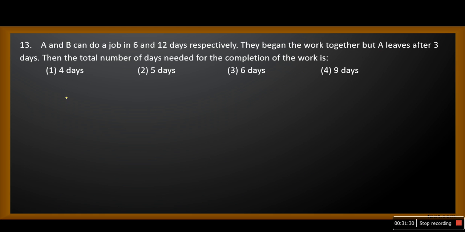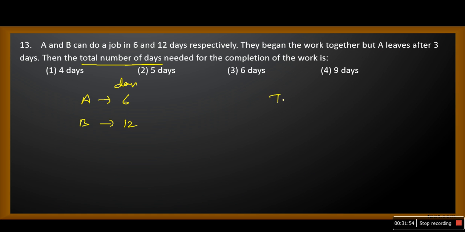A and B can do a work in 6 and 12 days respectively. They begin the work together, but A leaves after 3 days. Then what is the total number of days needed for the completion of the work? Here it is asking the total number of days. A takes 6 days and B takes 12 days. These are the days.